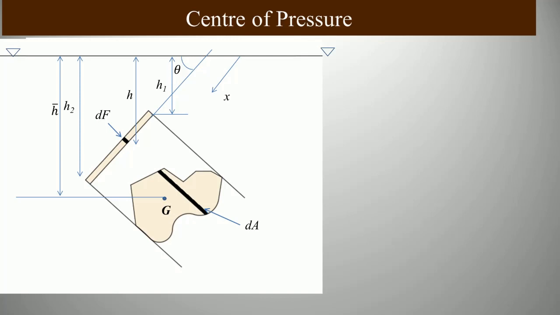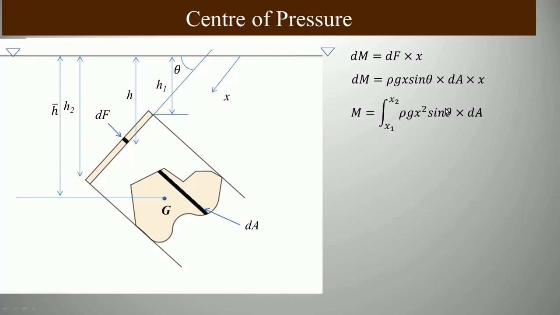To calculate the center of pressure, we need to take moments. The moment of this particular force about the free surface of water is dM equal to dF into x. So let us see what dF is. dF is rho g x sine theta dA, into x. Now let us integrate that to find the total moment. The total moment M is the integral from x1 to x2 of rho g x squared sine theta dA. We can take rho g sine theta outside because these are constants, and what remains is x squared dA.